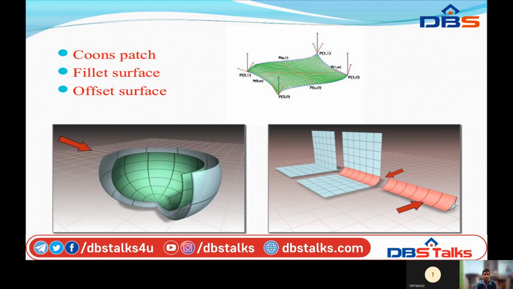Next, various types of surfaces: Coons patch, fillet surface, and offset surface. The first figure is the Coons patch, then the fillet. The third one is the offset surface. The red color in the middle shows the offset surface.